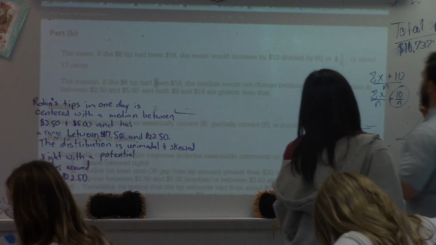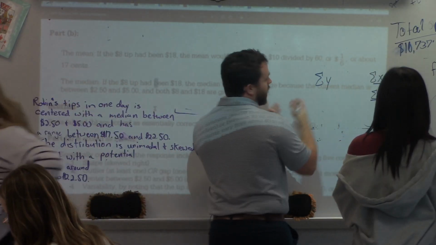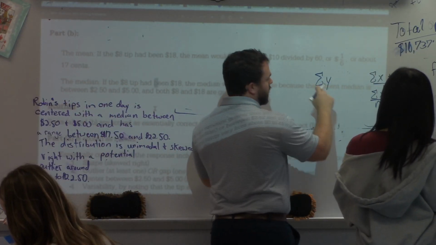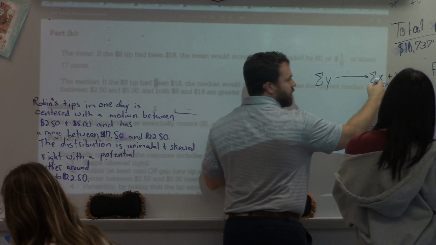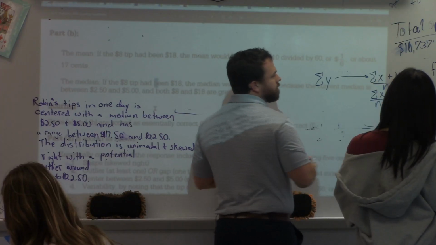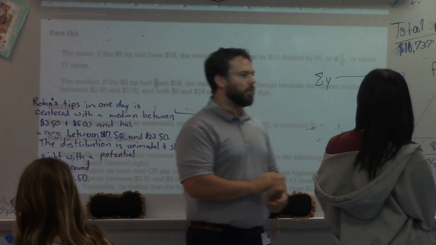So think about it this way. Let's say it is now the sum of y distribution. This sum of y is the sum of the original x values plus $10. You added $10 overall. Does that make sense?